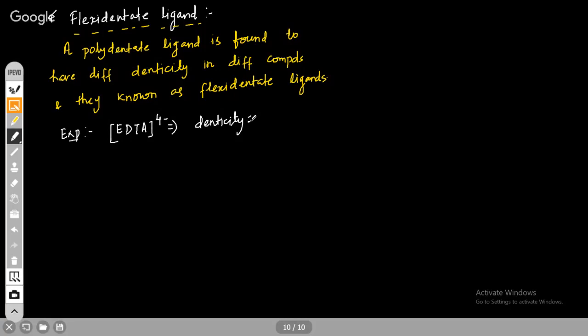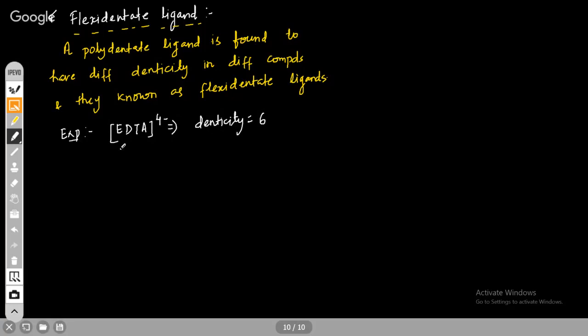The 4 minus charge is there because of 4 negative oxygen ions. But apart from the 4 oxygen ions, we have 2 nitrogens also as donor atoms. Correct? So the denticity of this is 6. But what I said for polydentate ligand means we are considering all those ligands whose denticity is 2 or greater than 2. So denticity is 6, but this ligand may behave as a pentadentate ligand or tetradentate ligand or tridentate ligand, depending upon the structure of the complex basically.